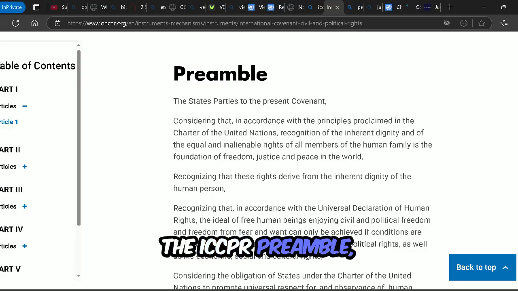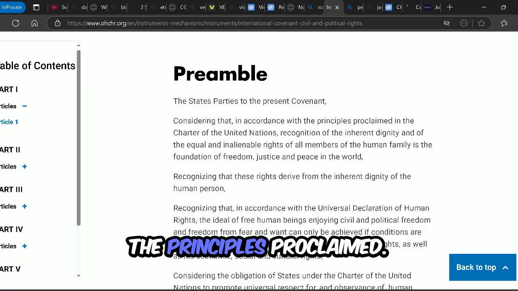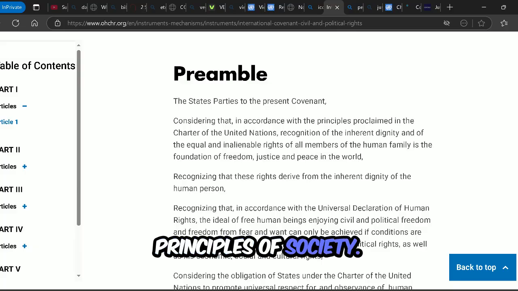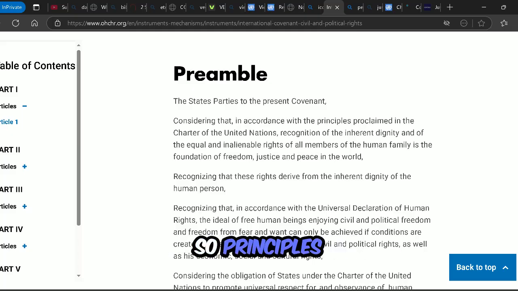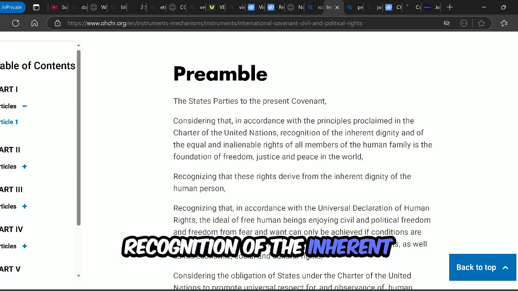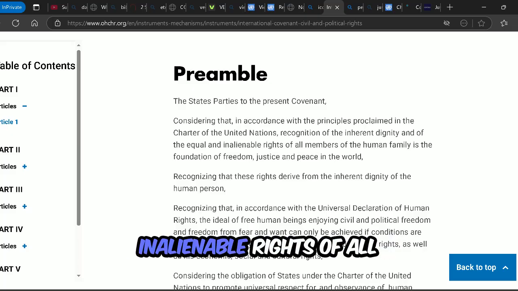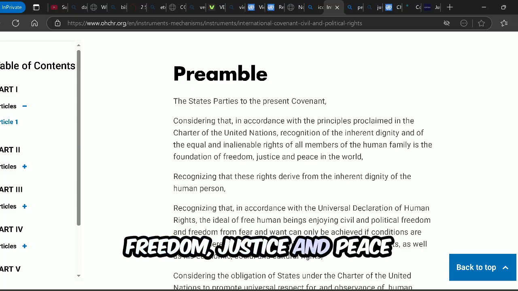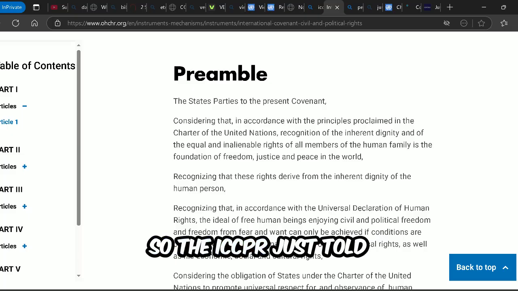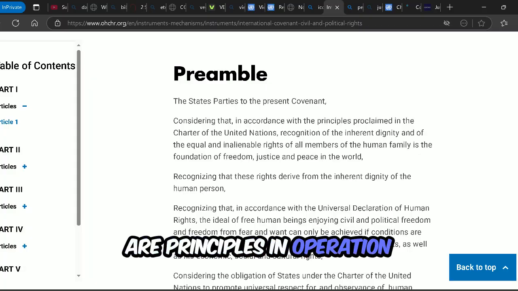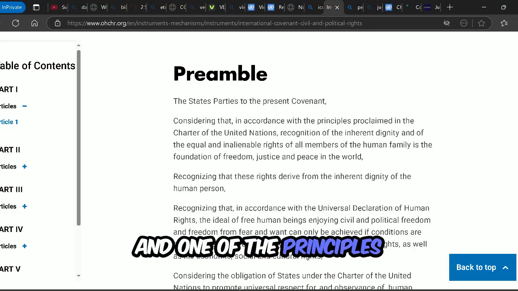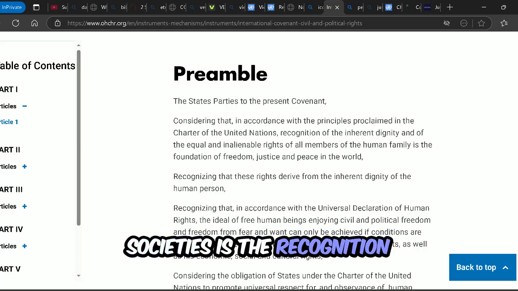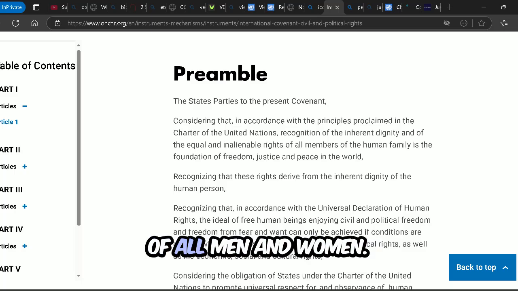The ICCPR preamble: considering that, in accordance with the principles proclaimed, well, there it is, right? Principles of society. And they're about to proclaim some principles to the societies. In the Charter of the United Nations, recognition. So principles that are recognized, recognition of the inherent dignity and of the equal and inalienable rights of all members of the human family is the foundation of freedom, justice, and peace in the world. So the ICCPR just told us, right, that there are principles in operation in our society. And one of the principles that are in operation in our societies is the recognition of inalienable rights of all men and women.